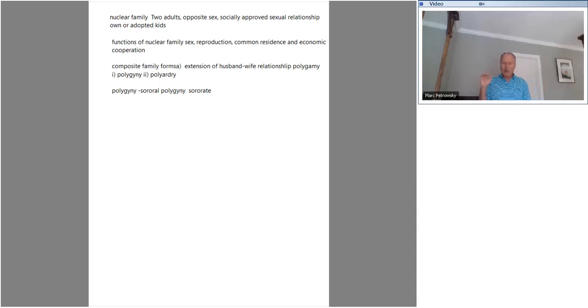You have a nuclear family. You know what? I'm going to try to draw something here. I know this is dangerous. Okay. You have a nuclear family. Oh, look at that. And what's in the nuclear family? You got the dad, the mom, and you got the son and the daughter. Okay? That's a nuclear family. Two adults, opposite sex, socially approved sexual relationship with their own or adopted kids. All right. Now, the way we extend through the parent-child relationship is upon reaching maturity, this guy, okay, this boy, marries this woman. Whoops, that's kind of a wild woman there.